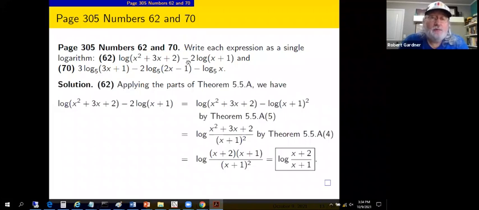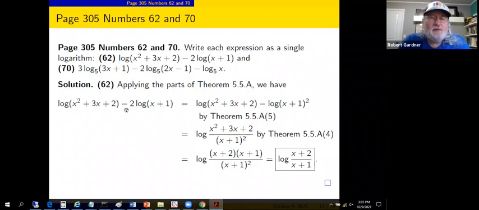For example, number 62. Let's take the log of x squared plus 3x plus 2 minus 2 times the log of x plus 1. By the way, what's the base of this log? Must be base 10, common logs. We agreed to use these symbols when we had common logarithms. So these must be common logs. It doesn't matter. All logarithmic functions have the same algebraic properties given in Theorem 5.5.a. But the intention is these are logs base 10.